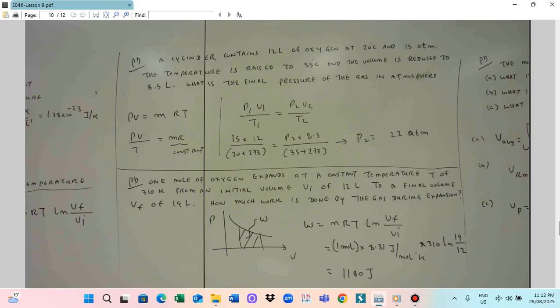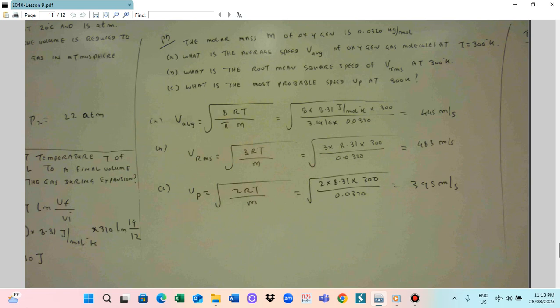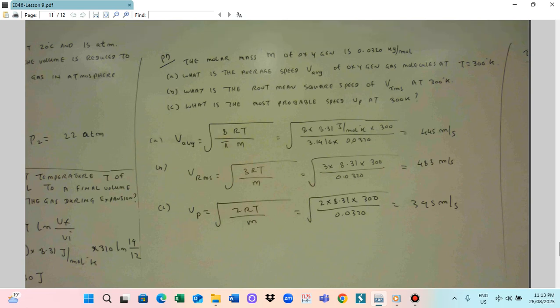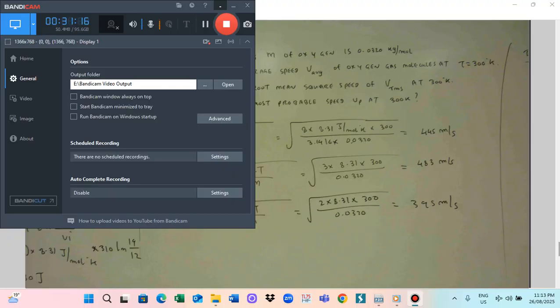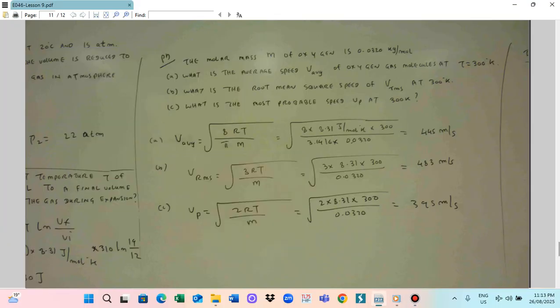So this much work is done by the gas during the expansion. In this case, the molecular mass M of the oxygen is 0.0320 kilogram per mole, so the oxygen's velocity can be calculated. This is the average velocity. The formula to calculate it is the square root of 8RT divided by pi times M, where R is the gas constant, T is the temperature, and M is the mass of the oxygen.